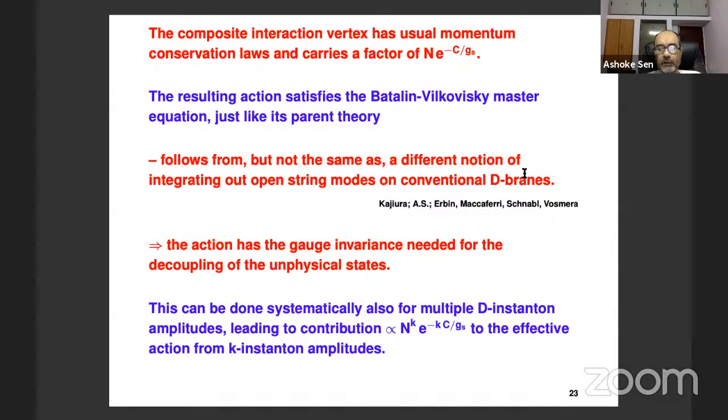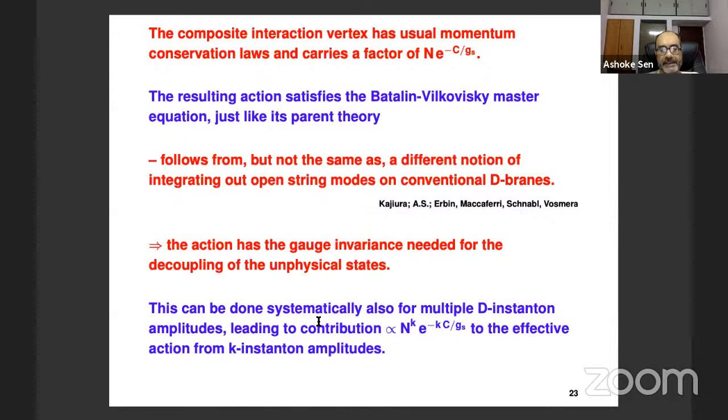The difference is that on conventional D-branes, suppose you had a D3-brane on which you are trying to do open closed string field theory. There, if you try to integrate out the open string modes, you will not sum over disconnected diagrams. This is somewhat special to D-instantons, that you have to sum over connected and disconnected diagrams to construct an effective field theory. So the proof is slightly different from the conventional proof, but one can show that indeed the action satisfies the BV master equation. And that in turn means that the action has the gauge invariance that is needed for decoupling of the unphysical states.